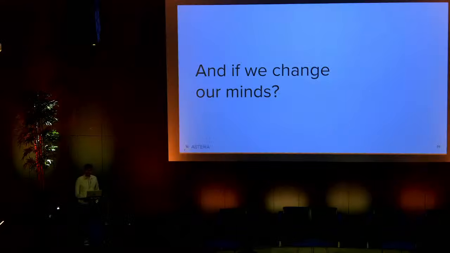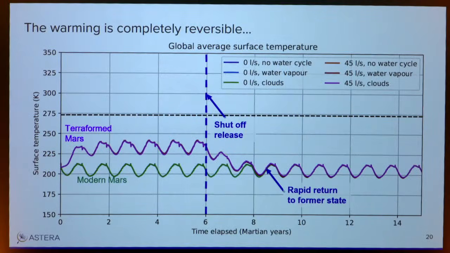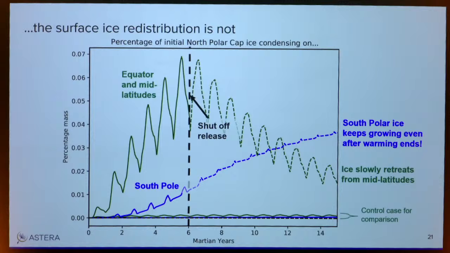So finally, what if we change our mind? What actually happens when we start turning off this release of aerosols into the atmosphere? What we find is that the warming is completely reversible. Once we stop emitting aerosols into the atmosphere, the surface temperatures go back completely to normal within about 2 or 3 years, which is very interesting, because the aerosols simply settle out of the atmosphere. But we find that the surface ice redistribution appears to be quasi-permanent.